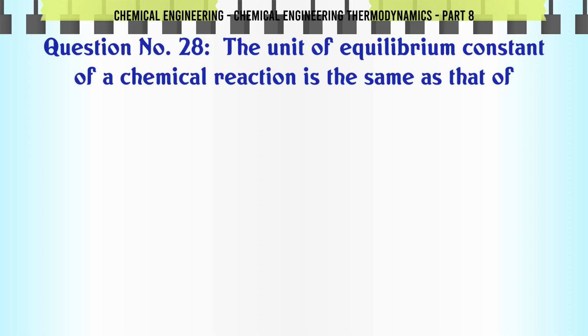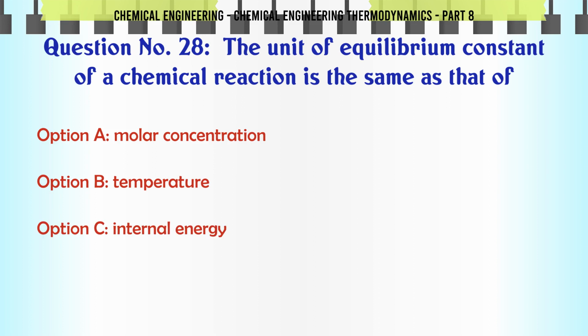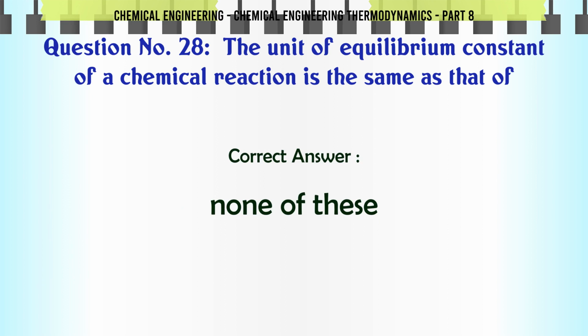The unit of equilibrium constant of a chemical reaction is the same as that of: A. Molar concentration, B. Temperature, C. Internal energy, D. None of these. The correct answer is none of these.